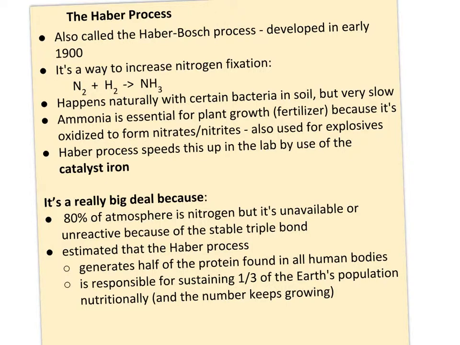It uses a catalyst of iron, and it's a really big deal because 80% of the atmosphere is nitrogen, but as I've mentioned before, with that triple bond, nitrogen is really stable and really hard to get to react. But by using the Haber process, it has generated over half the protein found in all human bodies. So half the protein that makes you up right now is a result of the Haber process. And it's estimated to be responsible for sustaining a third of the Earth's population. So 2 billion people get to eat tonight because of the Haber process. And that number just keeps going up.